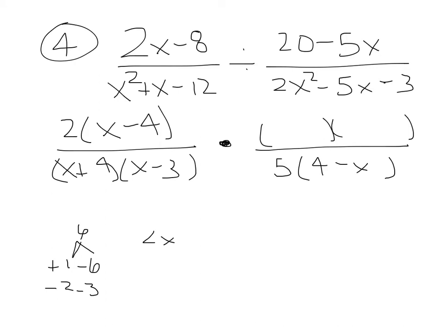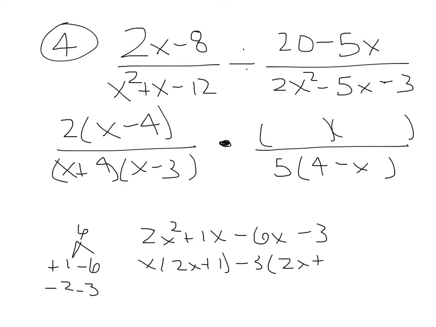I'm going to guess plus 1x minus 6x, and from the first two terms I can factor out an x. From the second two terms, I can factor out a -3. The fact that the 2x plus 1's match means I can then factor a 2x plus 1 out of each of those, and I got lucky. I did it right on the first try. 2x plus 1, x minus 3.